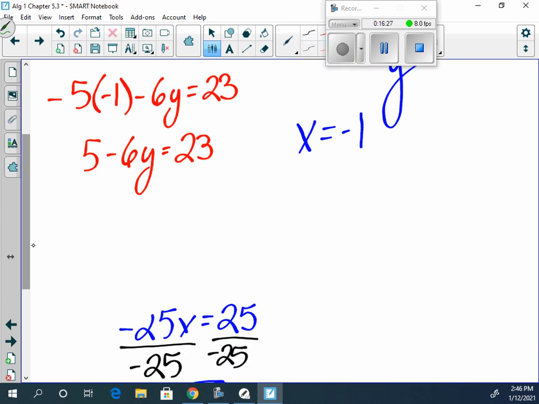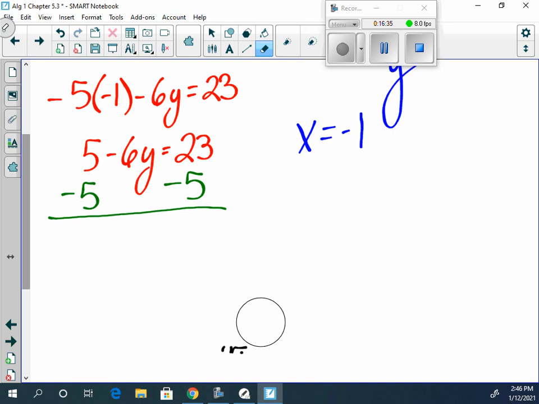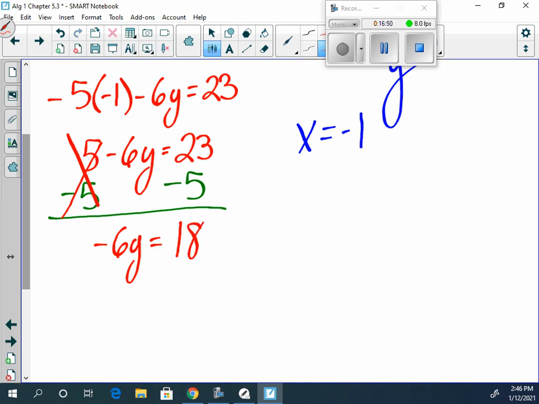Now at this point here, we want to get y by itself. So we will subtract 5 from both sides. And when we subtract 5 from both sides, well, 5 minus 5 here will cancel, giving us negative 6y equals 18. 23 minus 5 would give us 18.